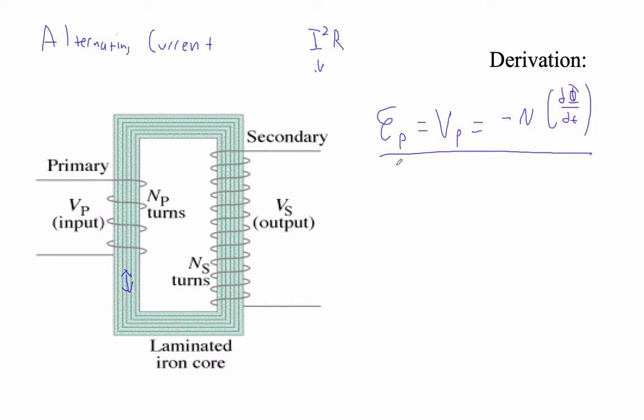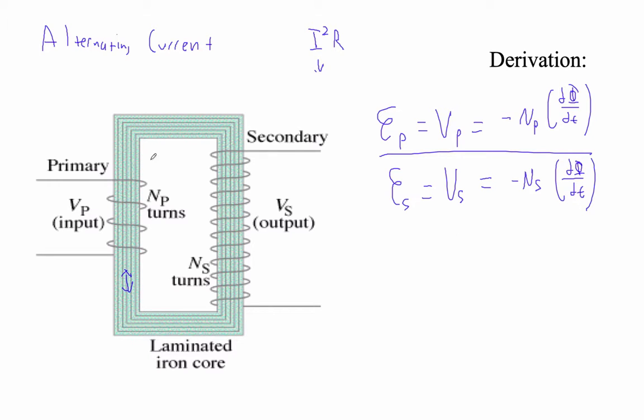And then if I set up the EMF on the secondary, I'm just going to call that the voltage on the secondary, it is minus, and N is the number of windings in the primary, so 1, 2, 3, 4 windings in this case. And then this is minus N secondary times d flux/dt.